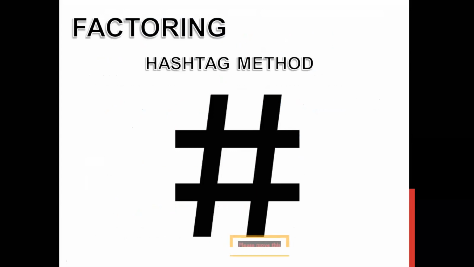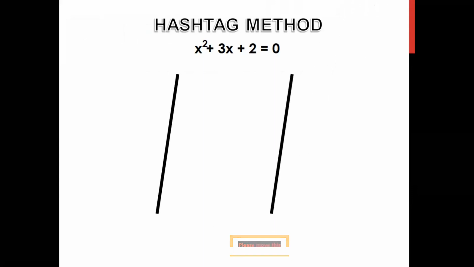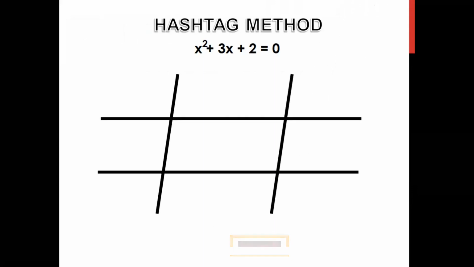Okay, next, an additional way of factoring is the hashtag method. We call it hashtag because we literally use the hashtag symbol. So we have here x squared plus 3x plus 2 is equal to 0. So let's make a hashtag first. Then in the upper part, let's put our equation, the x squared, the 3x, and the positive 2.